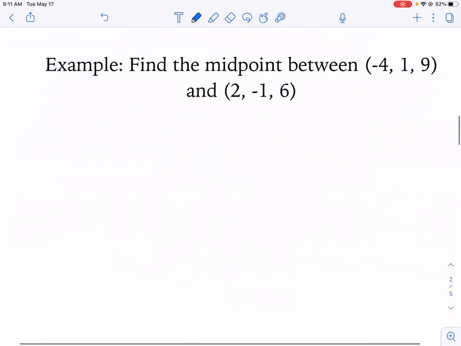Okay, you and your neighbors are going to work together to find the midpoint of these 2 coordinates.